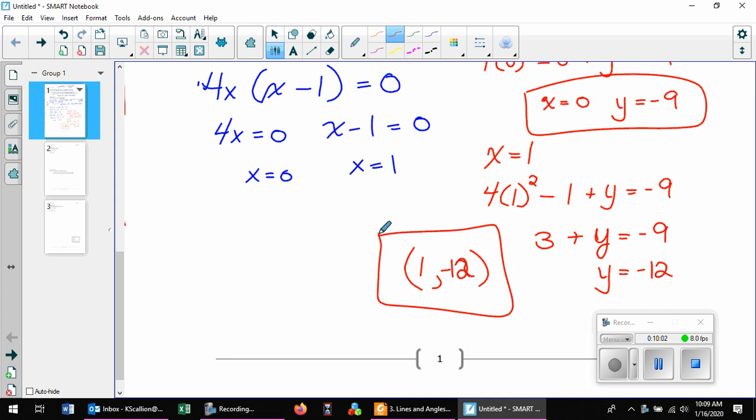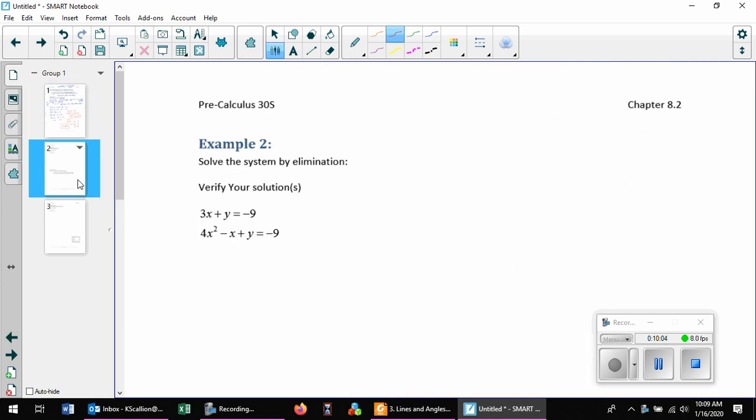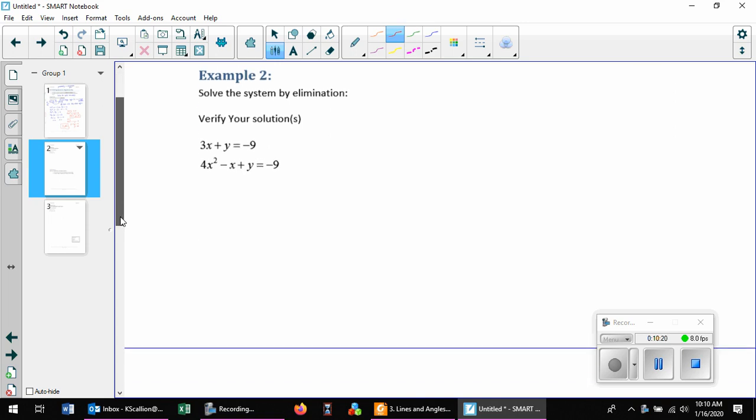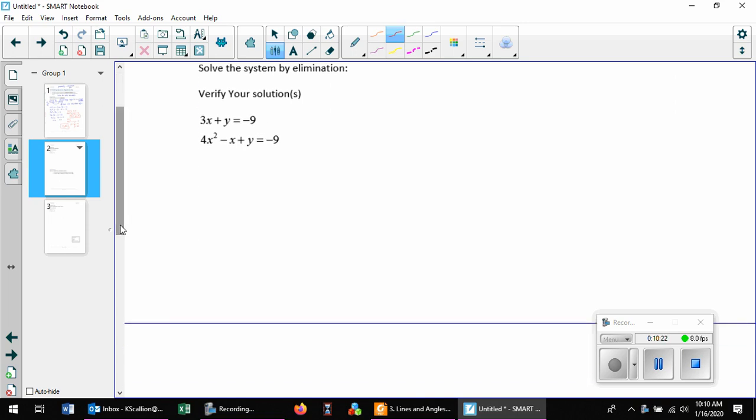Substitution. Big fan of that one. Elimination. Please note that it's the exact same question. Elimination is the act of eliminating a variable, but you have to be strategic in doing this. So what variable would you like to get rid of by either adding or subtracting these two equations?